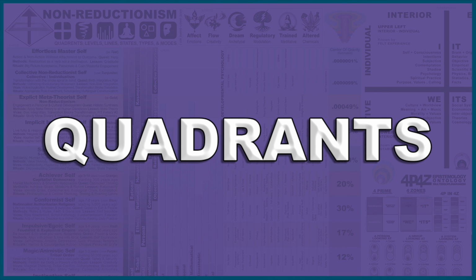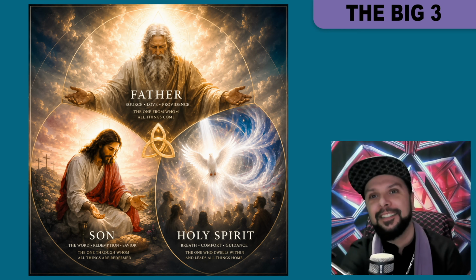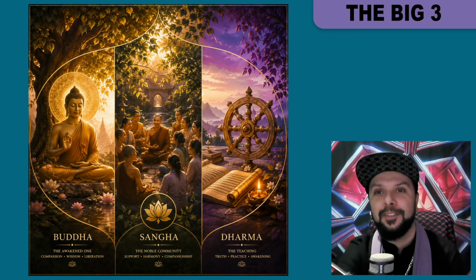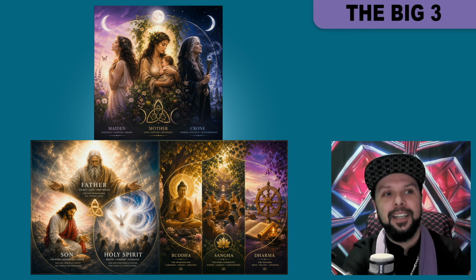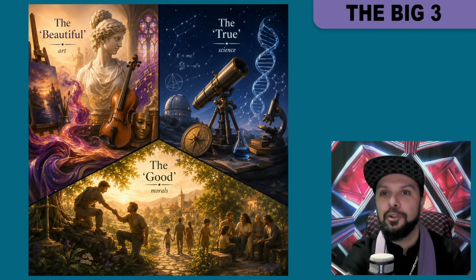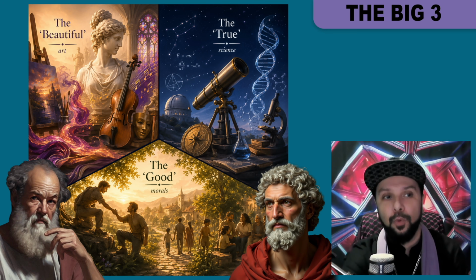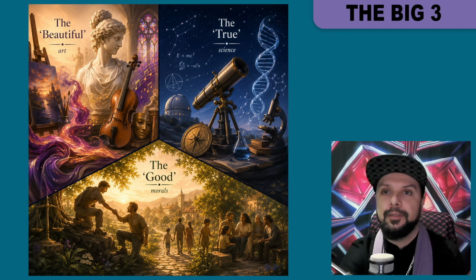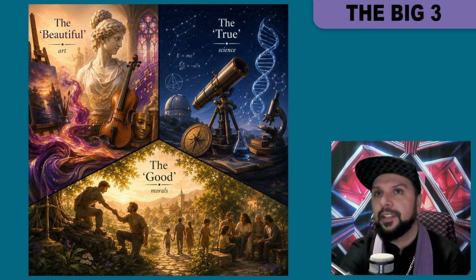The next thing is called the Big Three. Father, Son, and Holy Spirit, Buddha, Sangha, Dharma, the Maiden, Mother, and Crone. No, not these three. The big three in philosophy are the good, the true, and the beautiful. This goes back to Plato, and Aristotle talked about art, morals, and science as the categories. These are all important categories of philosophy, and checking in with, is this good, is this true, is this beautiful? It's part of having a holistic approach to something.